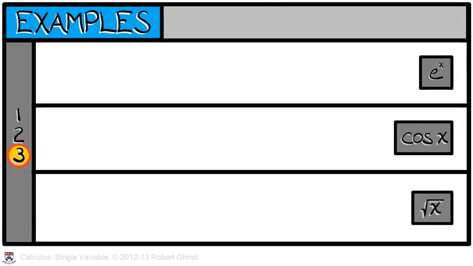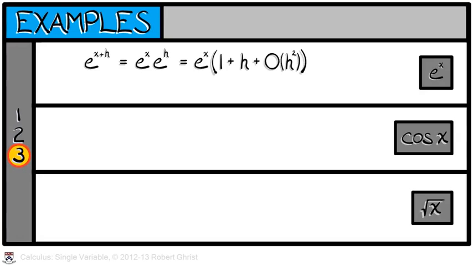A few other examples will help illustrate this. Let's look at some familiar functions, e to the x, cosine of x, and square root of x. First of all, for e to the x, let's compute the first order variation by evaluating it at x plus h. Now we know that e to the x plus h is e to the x times e to the h. And although this is a little bit of circular reasoning, we know what e to the h means. That's really 1 plus h plus terms of higher order in h.